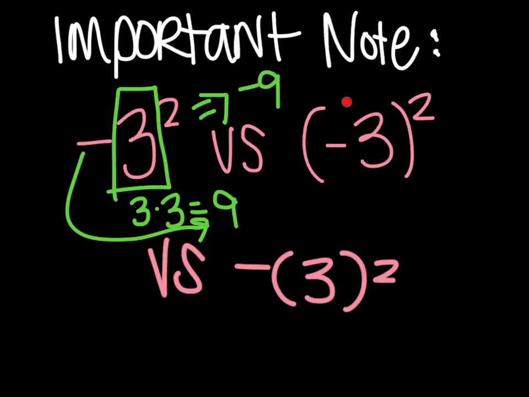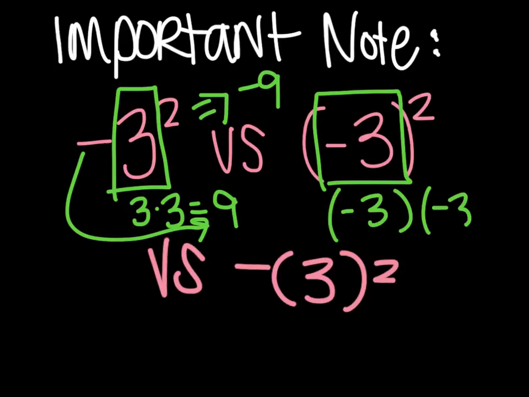Second one, here's our exponent 2. Directly 1 to the left is actually going to be -3 because of the parentheses. So here's my base. I'm going to take -3 and then times it by -3. A negative times a negative is a positive, so this one actually is going to be +9.